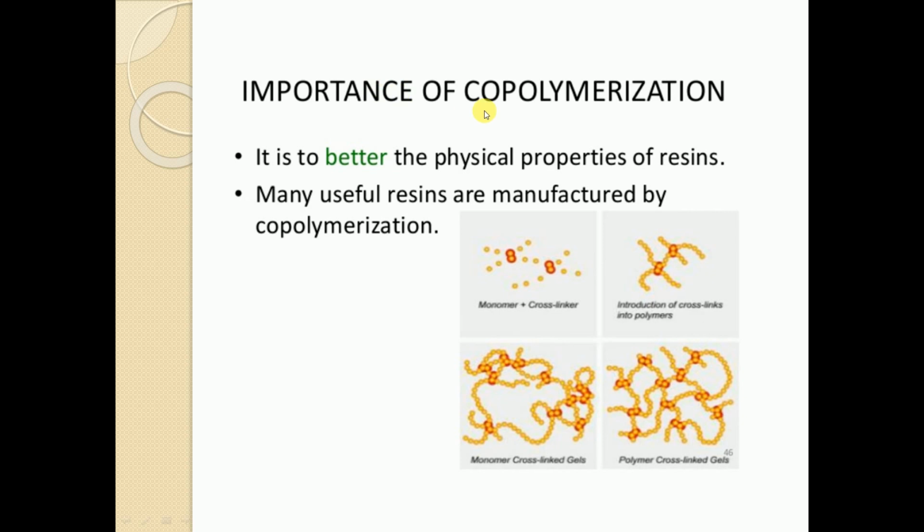Now, the importance of copolymerization. It is to better the physical properties of resins. Many useful resins are manufactured by copolymerization, for example, with the help of cross-linking and different monomers.